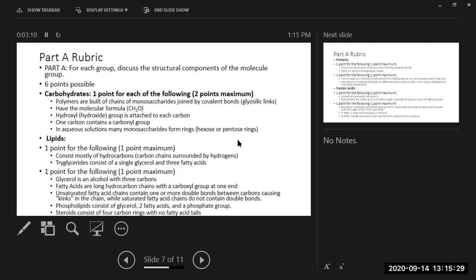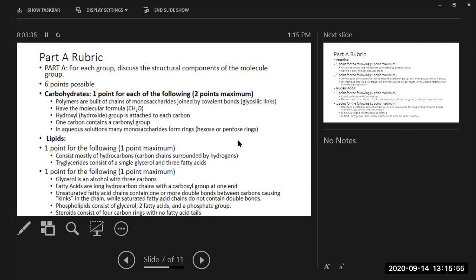So in this one, you are mentioning the monomers. Again, I'll give you a third point. Actually, no, I don't need to because it's down here. I got another one. Next, glycerol is an alcohol with 3 carbons. Fatty acids are long hydrocarbon chains with a carboxyl group at one end.